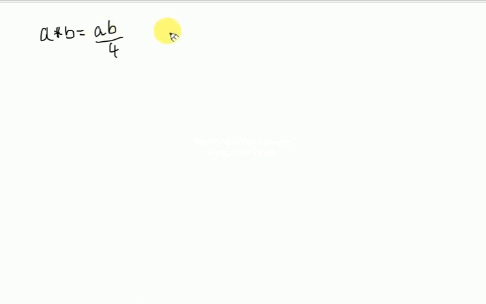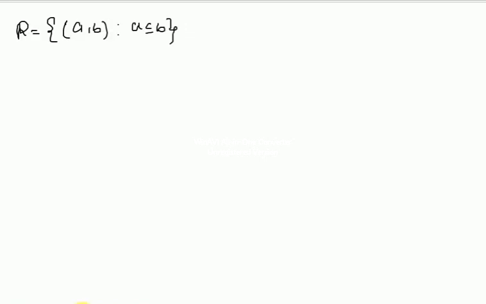Next, a star b is equal to ab by 4 on the set of real numbers. Then find the identity element. So what is the definition of identity element? Identity element is a star e is equal to a. Now a star b is ab by 4. What is a star e? a star e is ae divided by 4 is equal to a. Hence we can cancel a and a to write it as e equals 4. Therefore 4 is the identity element.